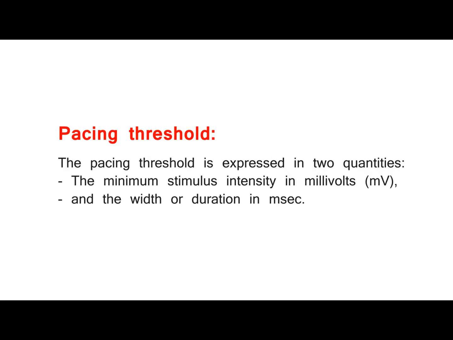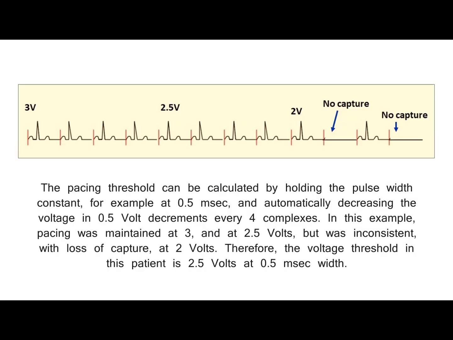Pacing threshold. The pacing threshold is expressed in 2 quantities. The minimum stimulus intensity in millivolts, and the width or duration in milliseconds. The pacing threshold can be calculated by holding the pulse width constant, for example at 0.5 millisecond, and automatically decreasing the voltage in 0.5 volt decrements every 4 complexes. In this example, pacing was maintained at 3, and at 2.5 volts, but was inconsistent, with loss of capture, at 2 volts. Therefore, the voltage threshold in this patient is 2.5 volts at 0.5 millisecond width.